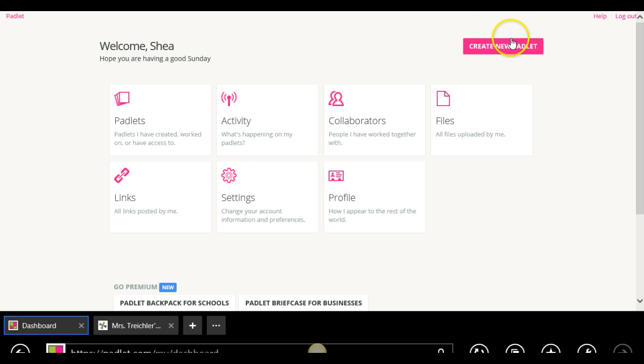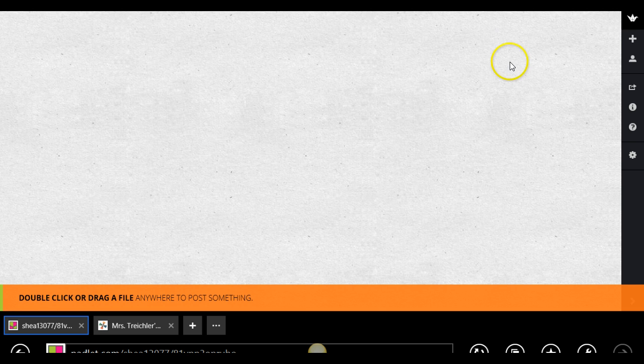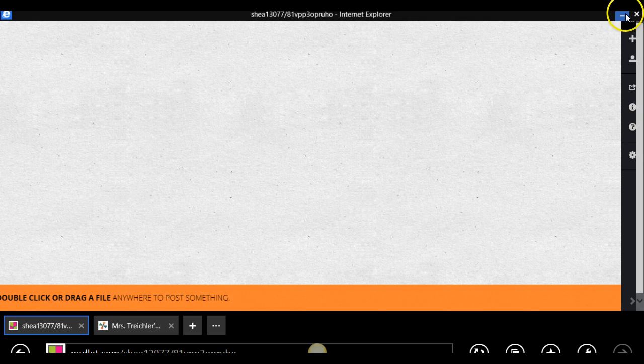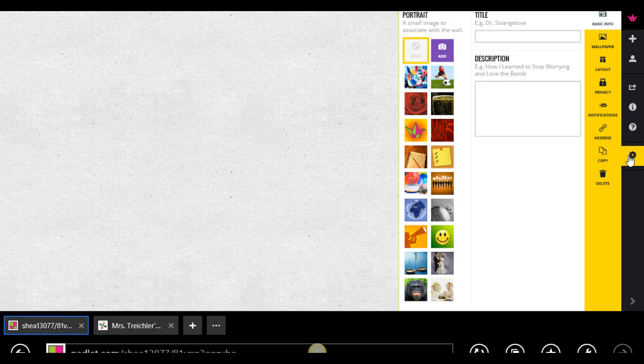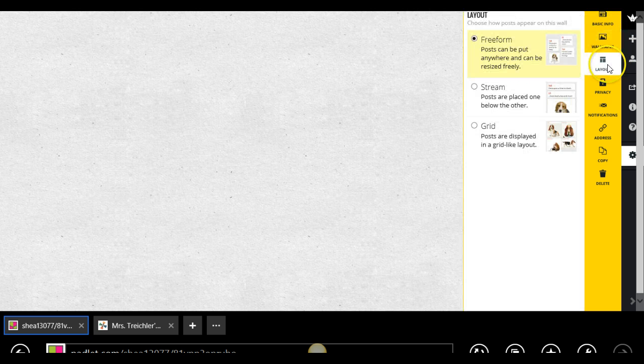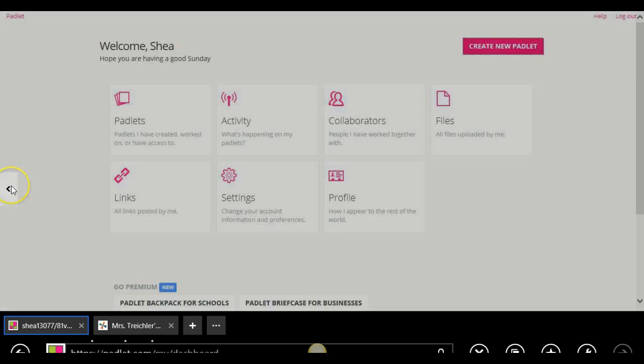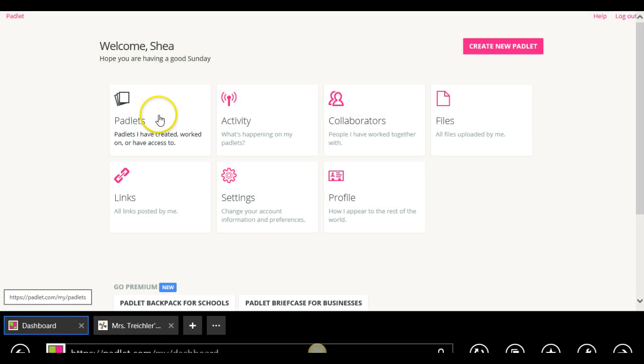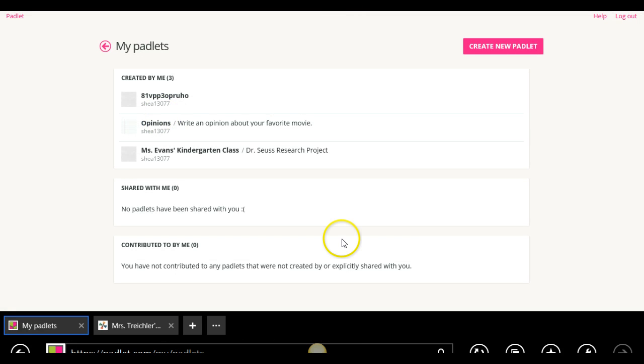To create your own Padlet, you'll create a New Padlet. If you look over to the right, you see the cog, and that's where you would modify your wall. You would title it and write a description. Then you can change your wallpaper and your layout and put it in any way that you would like. Let's go back to my dashboard. I have two Padlets that I have created so far.